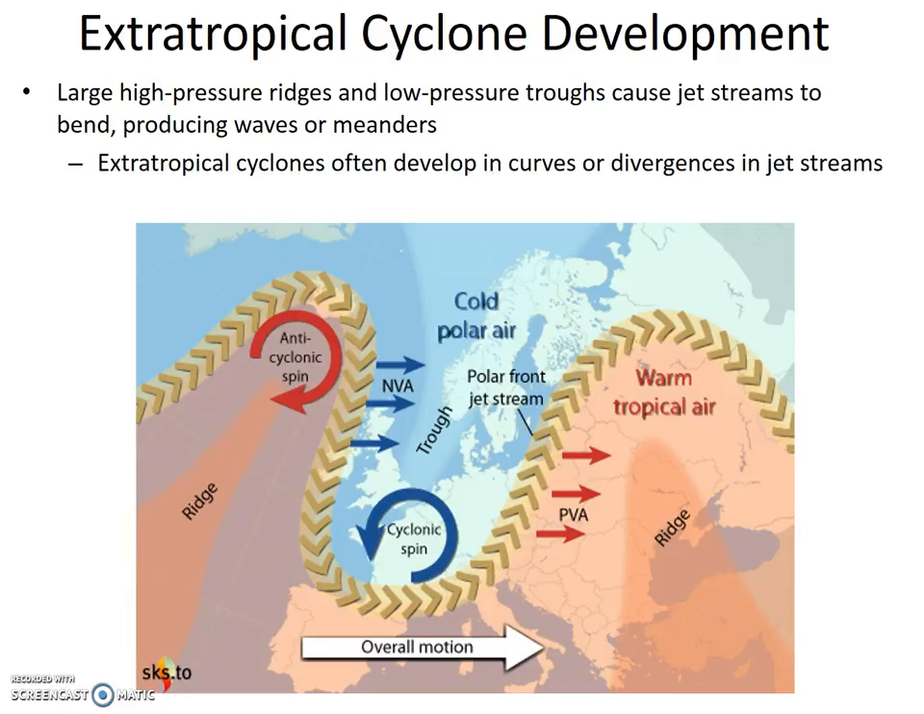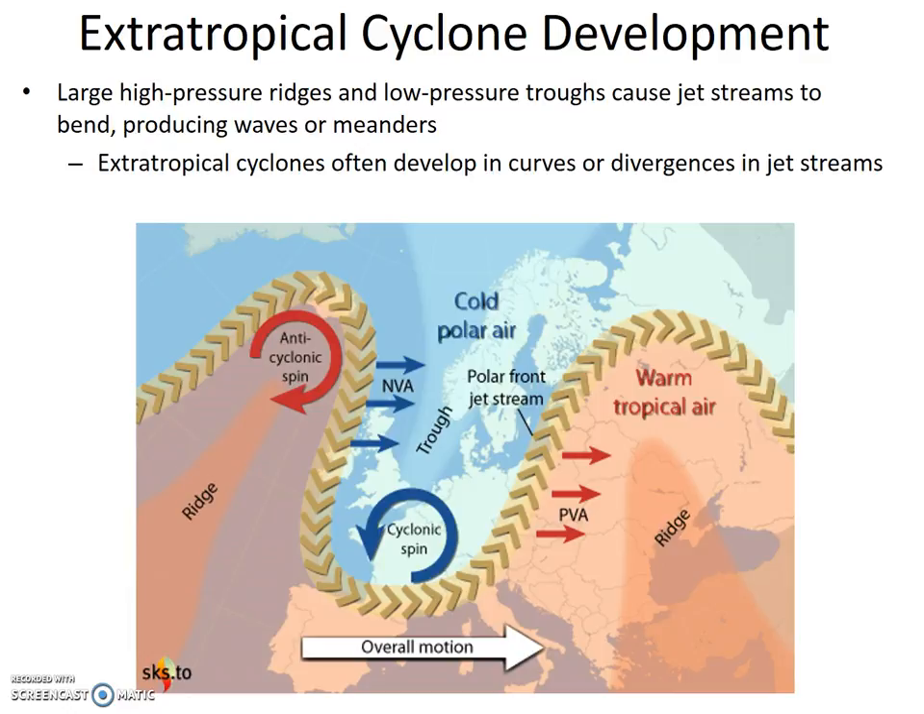Everything is overall moving from west to east, as indicated by the white arrow at the bottom. There is anticyclonic spin indicated with a red curved arrow at the northern hump of the jet, and cyclonic spin indicated with a blue curved arrow at the southern hump of the jet. So one more thing. There are two acronyms. NVA stands for negative vorticity advection and is marked in straight blue arrows. And PVA stands for positive vorticity advection and is marked in straight red arrows.